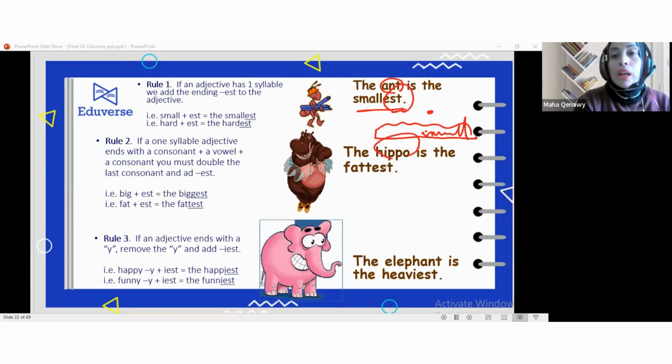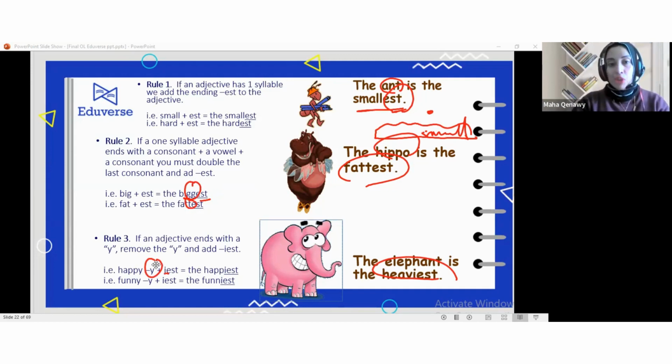Hippo is the fattest. No other animal is fatter than the hippo. What about the elephant? It is the heaviest. No other animal is heavier than it. Just add est and the same rule. If it has a short vowel, biggest, double the last letter. If it ends in Y, change it into I, in happiest, funniest, the heaviest I have ever seen, and so on.